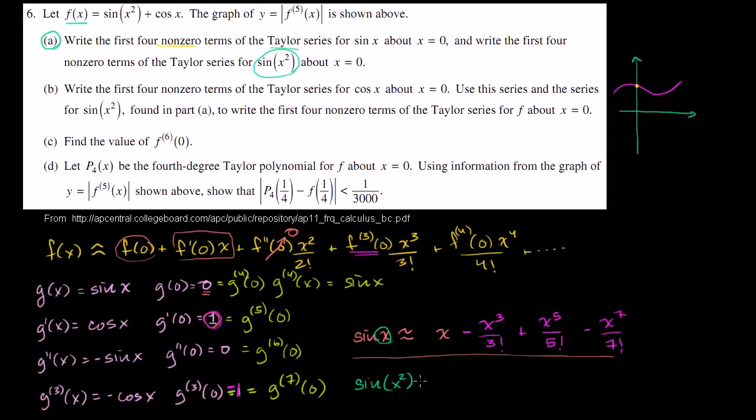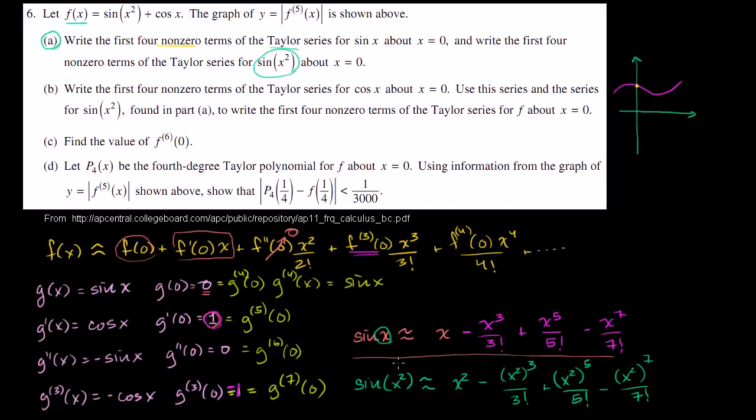Then I get sine of x squared is approximately equal to, instead of an x here, I'm going to put the x squared. Instead of an x to the third here, I'm going to put an x squared to the third over here, over 3 factorial. Instead of an x to the fifth, I can put an x squared to the fifth power over 5 factorial. And instead of an x to the seventh, I could write x squared to the 7th power over 7 factorial.